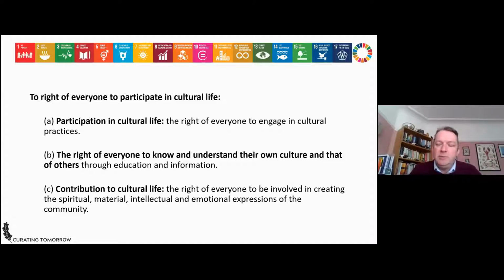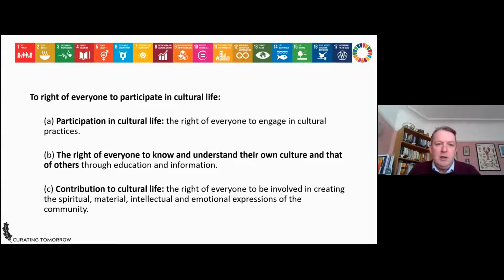So as I mentioned, the right to participate in cultural life is included in the Universal Declaration of Human Rights. And what does it mean to participate in cultural life? It's regarded as being made up of 3 things. The right to participate in cultural life, that everyone has the right to take part in cultural activities. The right of everyone to know and understand their own culture and that of others through education and information. And everyone has the right to contribute to cultural life, to be involved in creating the spiritual, material, intellectual and emotional expressions of the community.